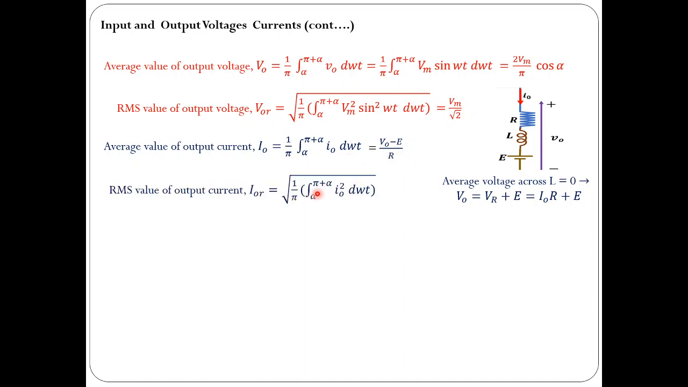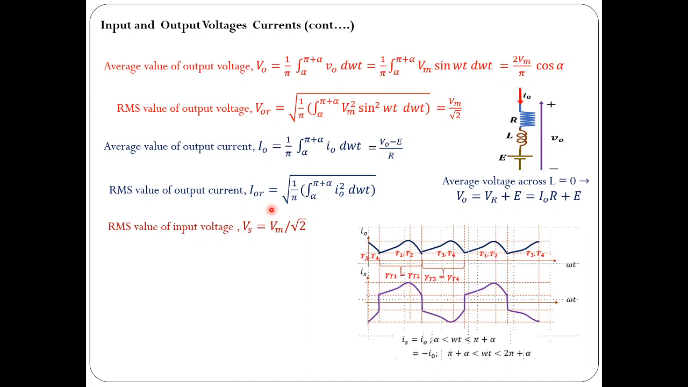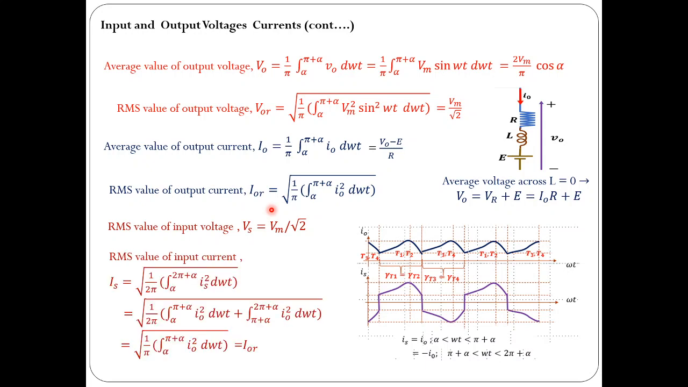Coming to the RMS value, this is the formula. Take the mean value of the square of the output current and apply the square root, and you will get the RMS value. The RMS value of input voltage we know is equal to Vm by root 2, where Vm is the peak value of the input supply voltage. Coming to the RMS value of output current, from the graph you can observe that Is is equal to I naught from alpha to pi plus alpha, and equal to minus I naught from pi plus alpha to 2 pi plus alpha. Substitute that and calculate the RMS value of input current.